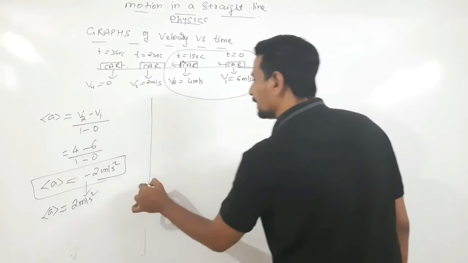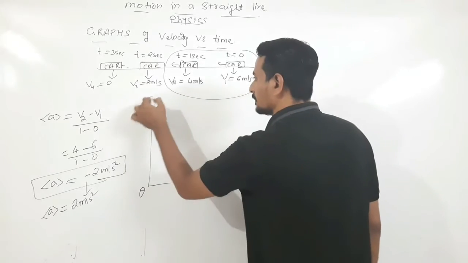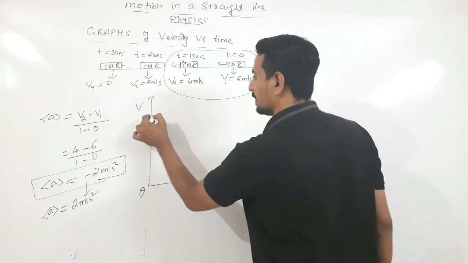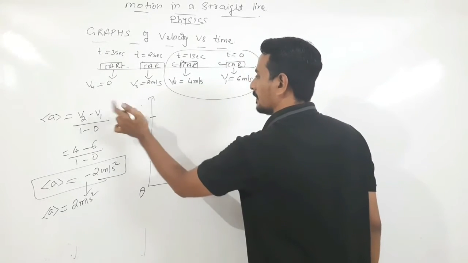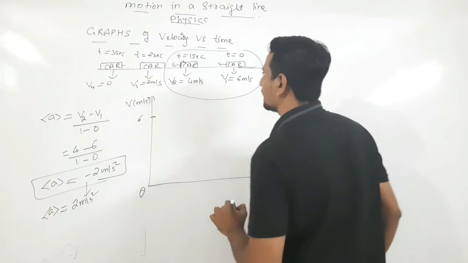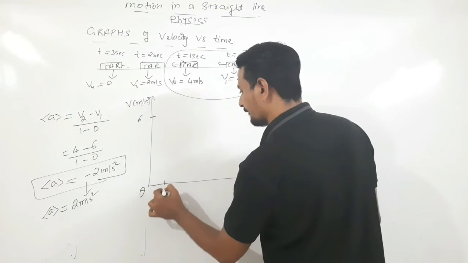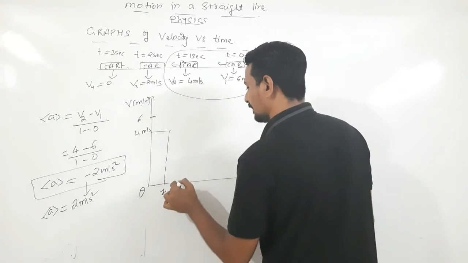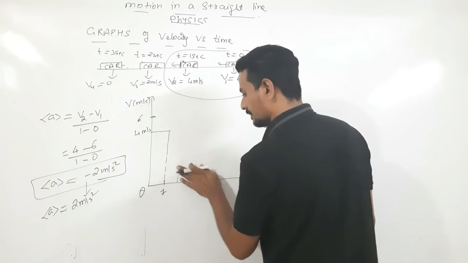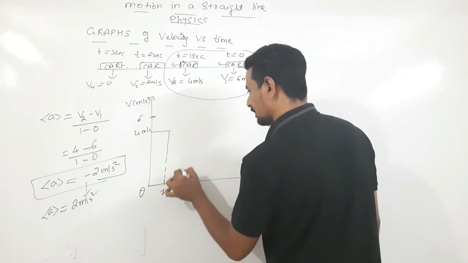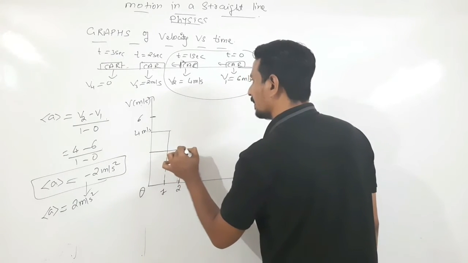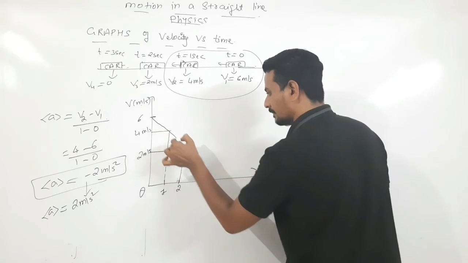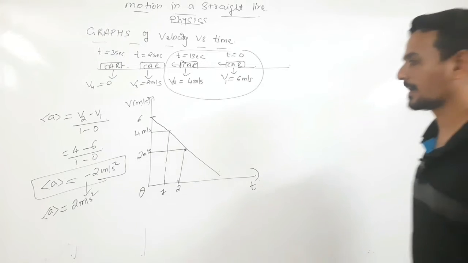So the graph of v by t will be, at t equals to 0, velocity is 6 meter per second. Right? At t equals to 1 second, velocity is 4 meter per second. At t equals to 2 second, the velocity of the car will be 2 meter per second, right? So drawing this, this is how your graph looks like, right?